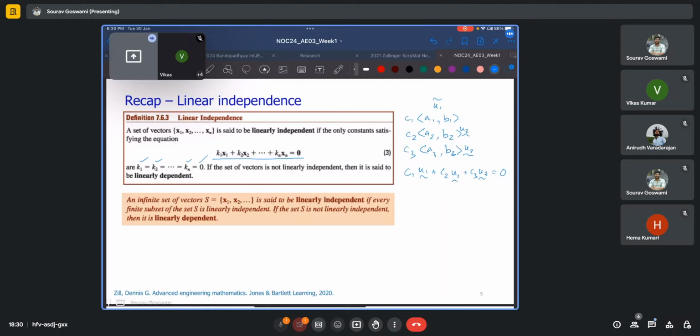So this was for a finite countable set. What happens if the set is countable but not finite? That is, it goes on infinitely, however, still countable. In such a case, if you have an infinite set of vectors S, which contains the vectors x1, x2, x3, and so on till infinity, it will be called linearly independent if every finite subset of the set S is linearly independent in itself. And if any of the finite subsets of S is not linearly independent, then the superset will be called linearly dependent.